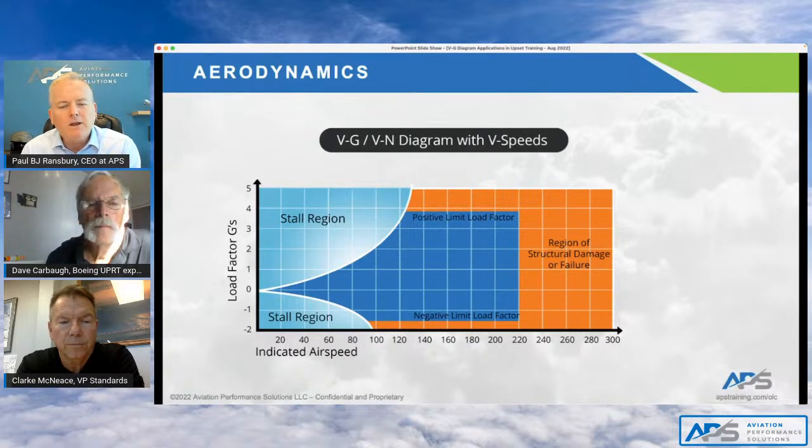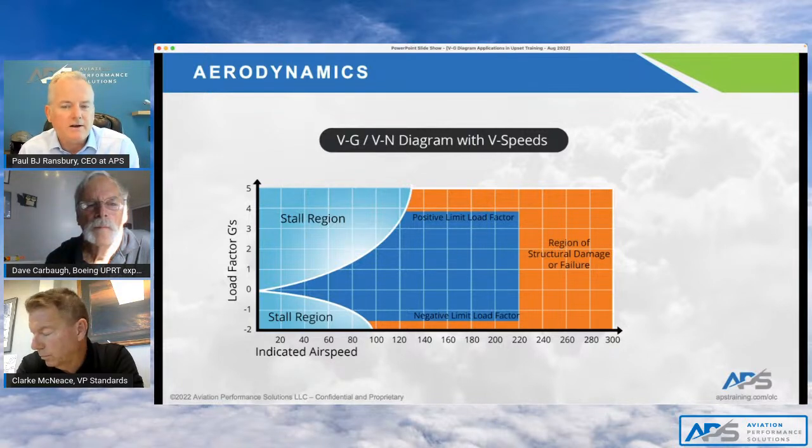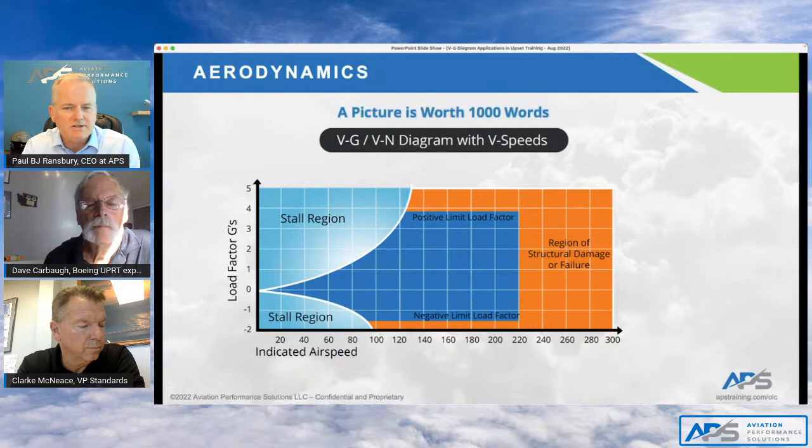If we look to the bottom of the blue block, we're starting to see the negative G limit at around 1.5 G. And off to the right, we're starting to see the airspeed limitations. That red area is a region of structural damage or failure. It can be caused by airspeed, airflow, pressures, flutter at the top and bottom, and stressing of the airplane. But this is just an important diagram for us to understand as pilots.